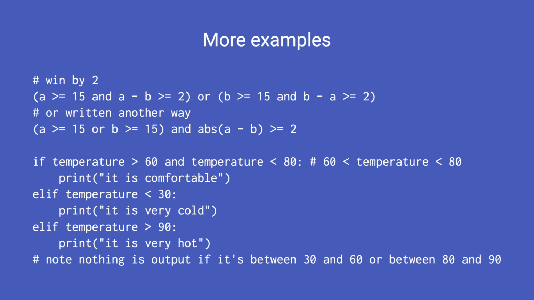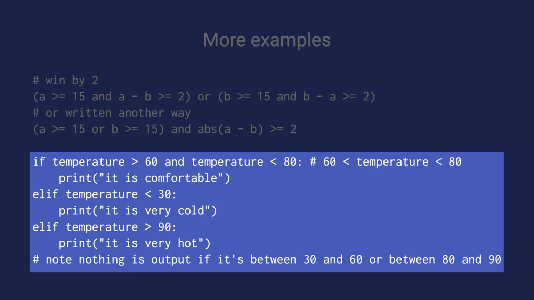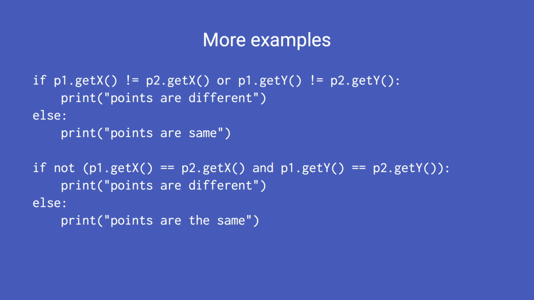When using the Boolean operators with multiple if-elif statements, it is easy to think you've handled every situation. This program does not produce any output if the temperature is between 30 and 60 or between 80 and 90. This may be what we want, but you may need to check your conditions carefully to make certain you've done exactly what you want.